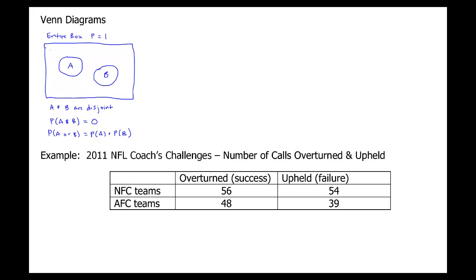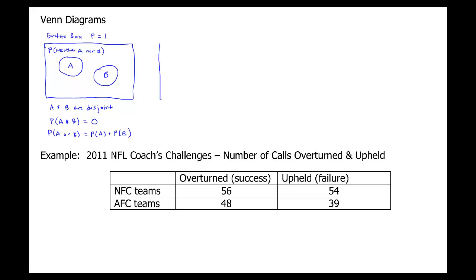Now, in our sample space here, the probability outside the circles would be the probability of neither A or B. And that completes the sample space. So we could have A happen, we could have B happen, or we could have neither A nor B happen. And that is our entire box, our entire probability.